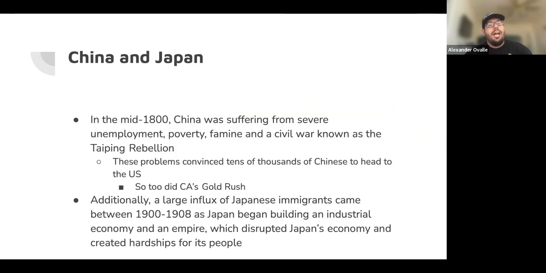All right, so can't talk about one coast, got to talk about the other coast. In the mid-1800s, China was suffering from severe unemployment, poverty, famine, and the whole thing culminated with a civil war called the Taiping Rebellion. Those problems convinced tens of thousands of Chinese to head to the United States, and so too did California's gold rush. There was additional large influx of Japanese immigrants between 1900 and 1908 as Japan began building an industrial economy and an empire, which disrupted Japan's economy and will create hardships for its people.